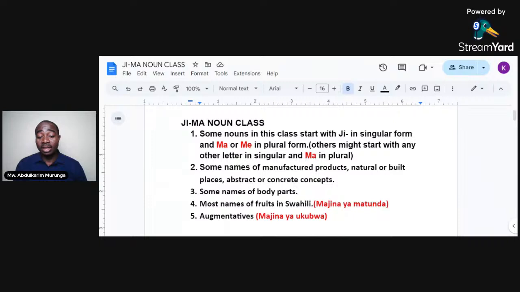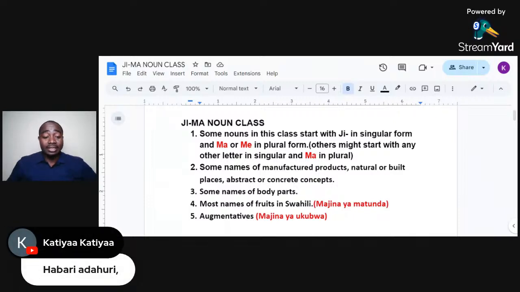gino, meno. Sawa. Katia anasema habari za adhuhuri. Nzuri sana. Karibu sana jamani, karibu sana.